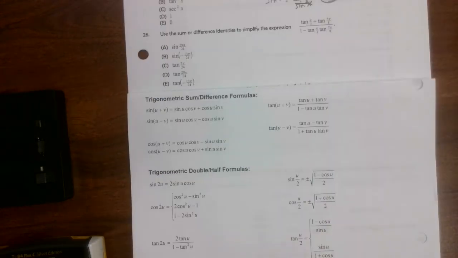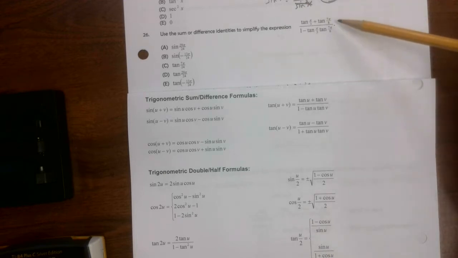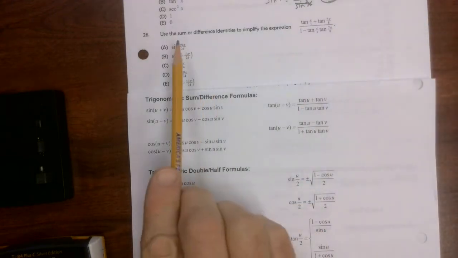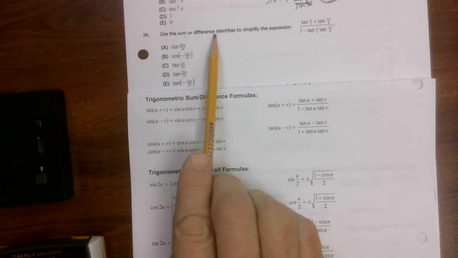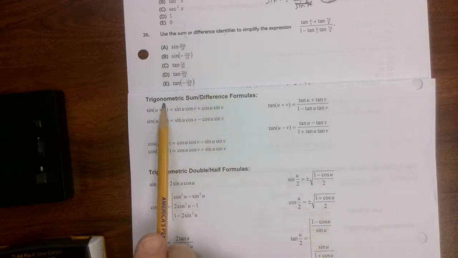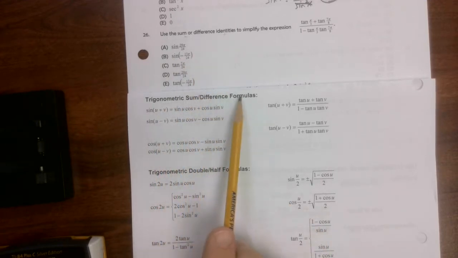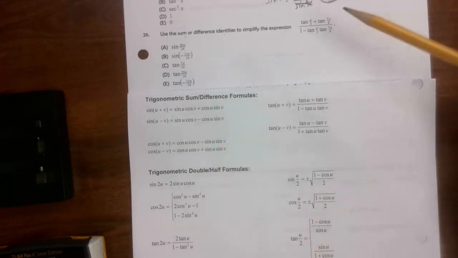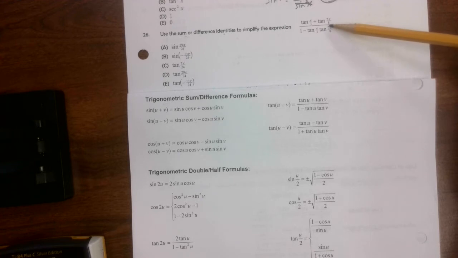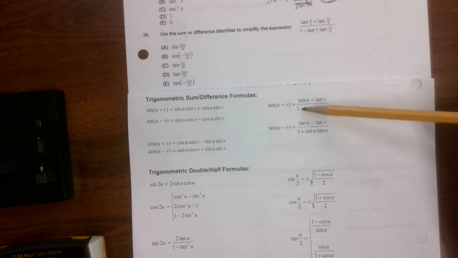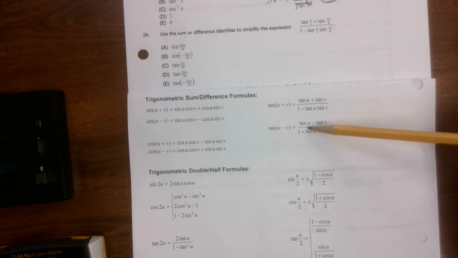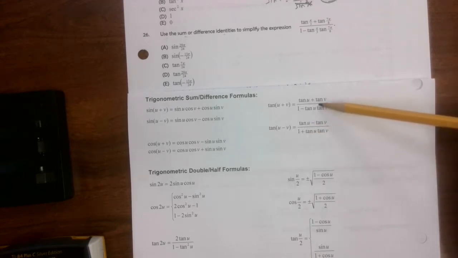Okay, number 26. Looks like a very intimidating problem, but it directs your attention. It says use the sum or difference identities. And so here's the trigonometric sum difference formulas. Another word for formula is identity. So we just look and we say, hey, what does this one look like? Well, there's a plus, there's a plus, there's a minus, there's a minus. This one has it reversed. That's a minus and a plus. So we don't want to use this one. We want to use this one.